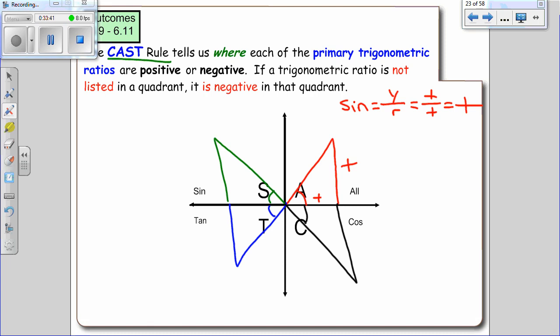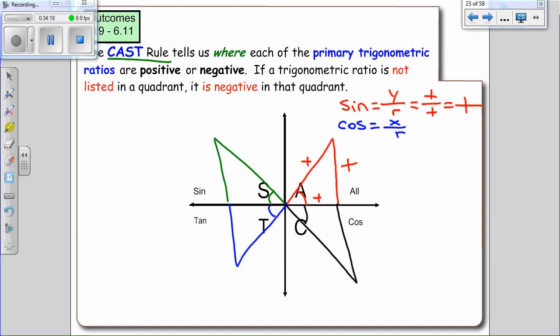So sine was opposite over hypotenuse, y over r. That means positive divided by positive. Sine ratios in quadrant 1 are always positive. If you tried cos, the cos ratio is x over r. In quadrant 1, what is x? Positive. What's the radius? Positive. So you're talking about a positive over a positive. That means the cosine ratio is positive in quadrant 1.